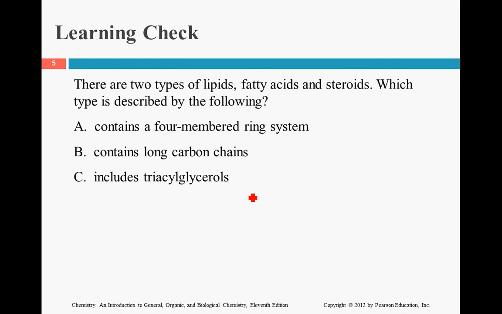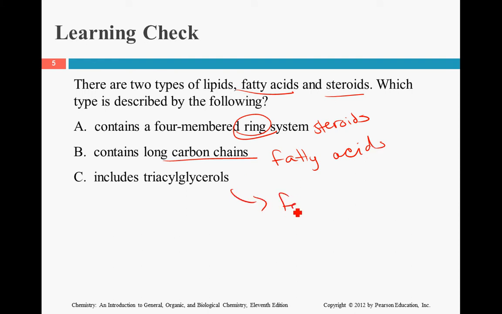There are two types of lipids: fatty acids and steroids. Which type is described by the following? Contains a four-ring structure. Here's your clue right there: ring. That means it's steroids, because you have three hexagons and a pentagon. Contains long carbon chains. Those are the fatty acids, because those are the carboxylic acids. And includes trialkylglycerols. Once again, those are fatty acids.